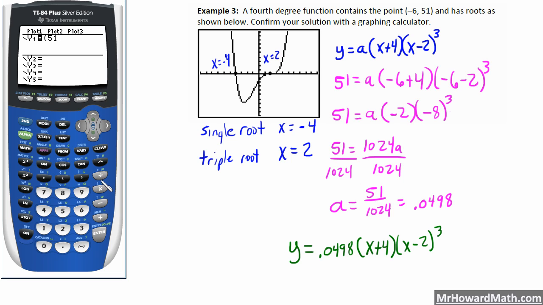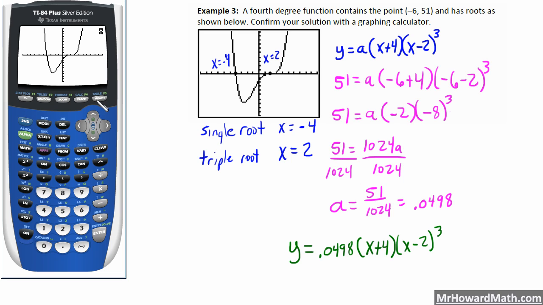So parentheses 51 over 1024. It would still probably round fine if I put in the 0.0498 there, but I'm going to stick with this fraction because I know that is exact. And then parentheses x plus 4, parentheses, new parentheses there, x minus 2 raised to the power of 3. Alright, so let's graph that. Okay, our graph, that looks good. We've got the single root at negative 4, the triple root at 2.